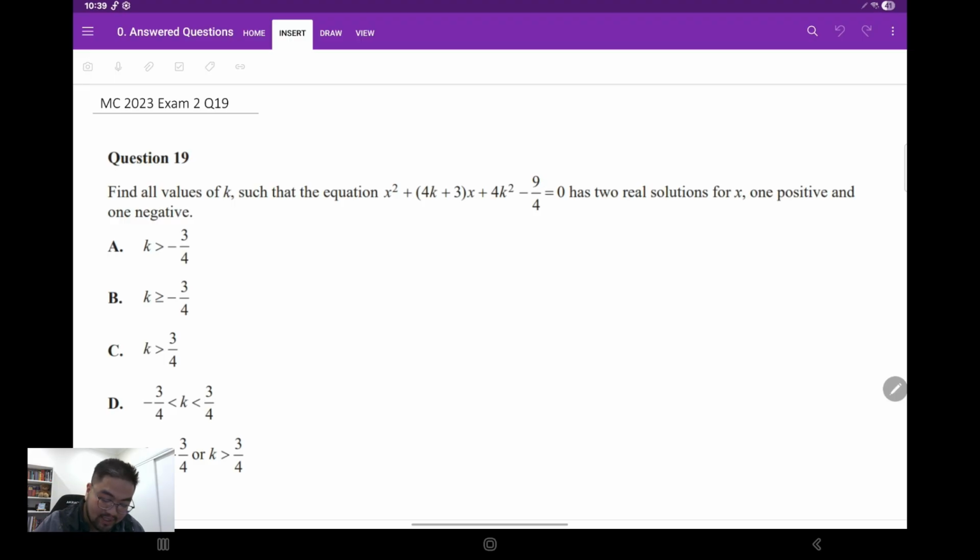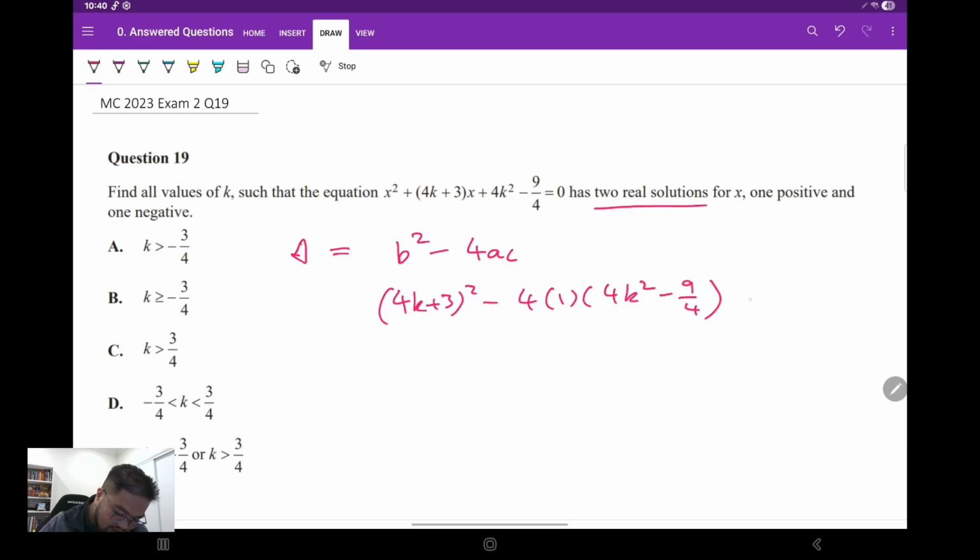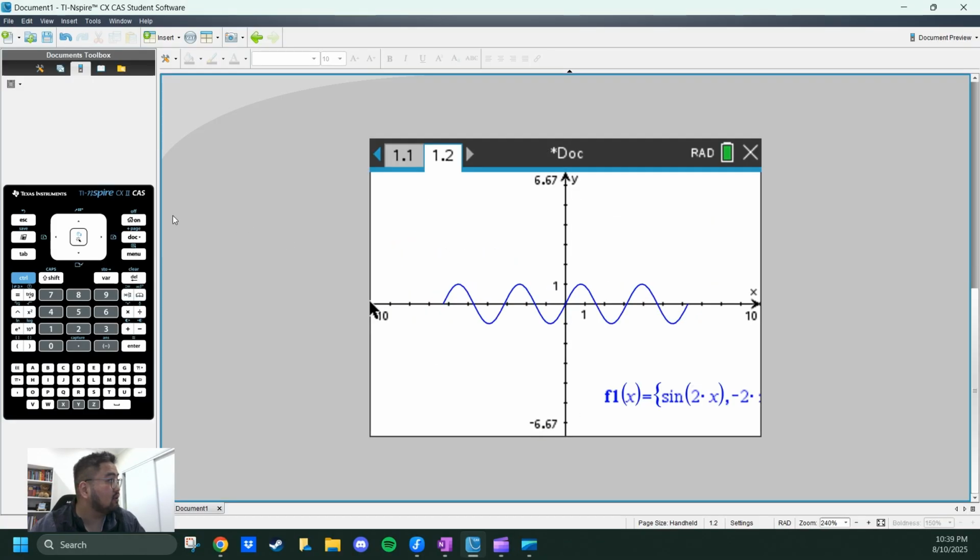So, the moment I see the words two real solutions, I'm already thinking discriminant, b squared minus 4ac. Where b is 4k plus 3, squared, minus 4 times a times c, which is 4k squared minus 9 on 4. And we're going to see where that is greater than 0, because we want two solutions. Let's head on to our CAS.